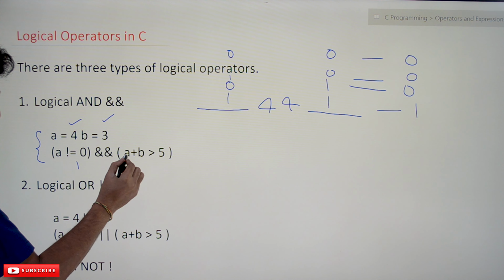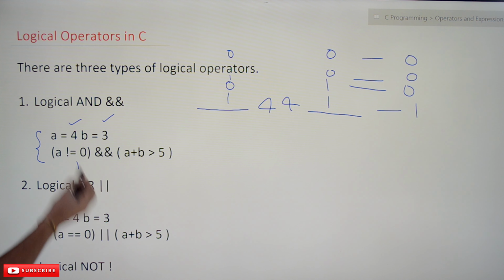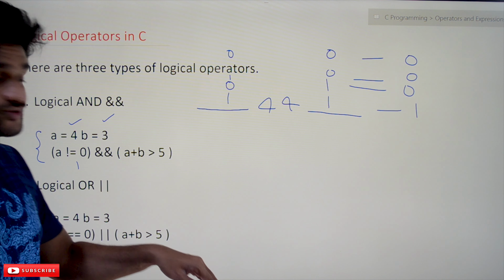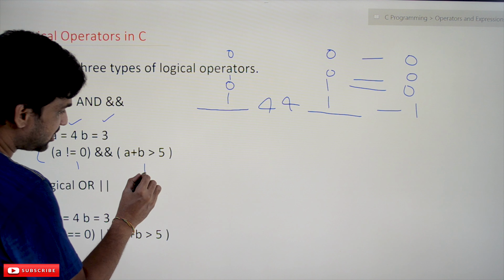And what is this expression? a plus b greater than 5. 4 plus 3 is 7, which is greater than 5. Is it true? Yes, it is true. So it also evaluates the output as 1.